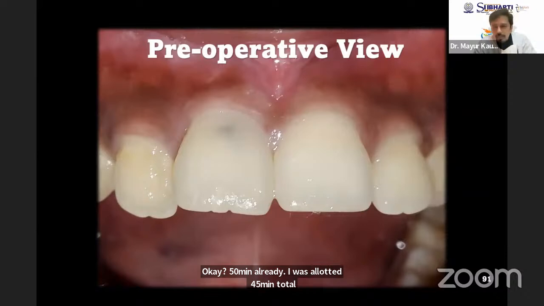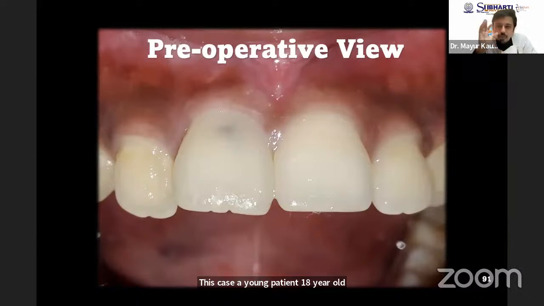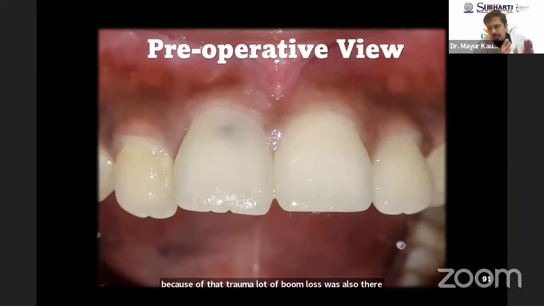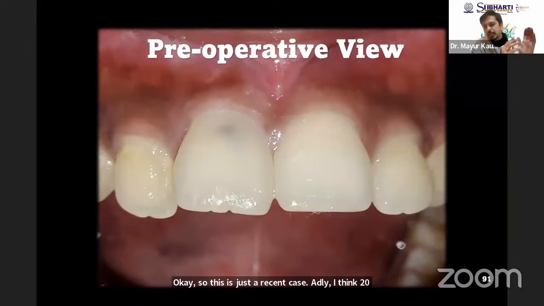This case, a young patient, 18 years old, had a trauma and root resorption had occurred in his 4 central incisors. They were quite mobile and had to be extracted. Because of that trauma, a lot of bone loss was also there. This is a recent case, hardly 20 days back, which I operated. I've taken a slightly older case, which I operated 8-9 years back, then a slightly newer one 5 years back, and something which I operated within the last month or so.